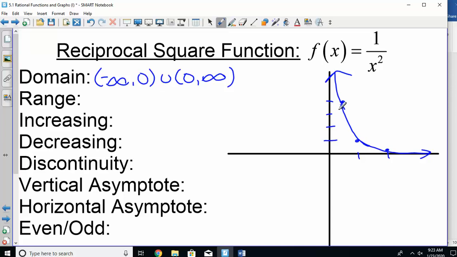What's going to happen if I plug in a -1? Well, -1 squared is 1, and 1 over 1 is 1. I'm getting the same thing. If I put in -2, I get 1 over 4, so 1/4. I get the exact same points out because the square takes away the negative.